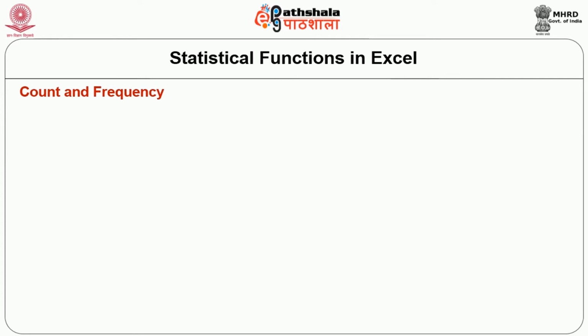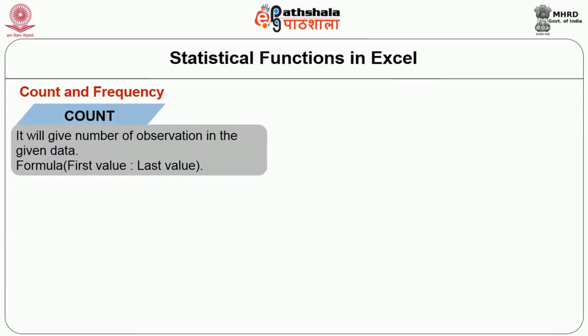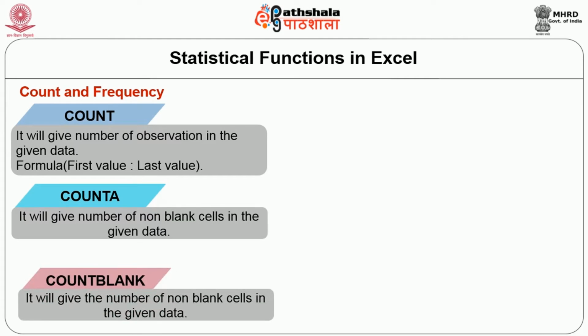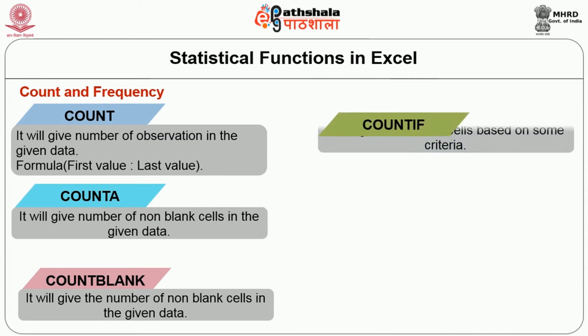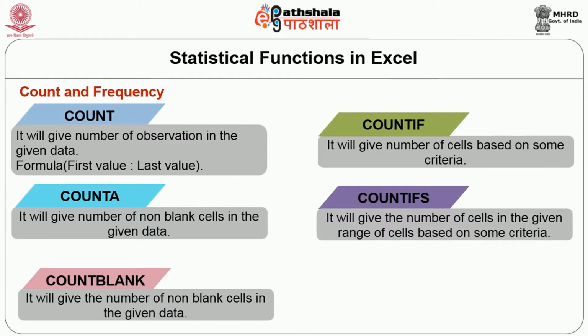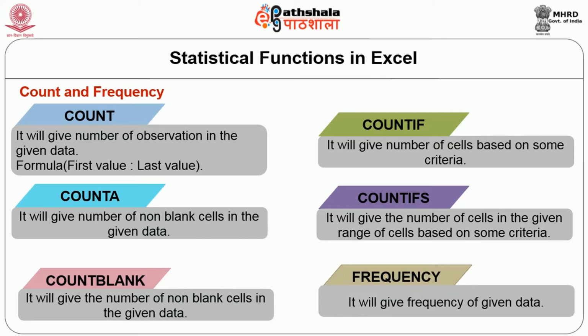Count and frequency. Count. It will give the number of observations in the given data. Then COUNTA. It will give the number of non-blank cells in the given data. COUNTBLANK. It will give the number of blank cells in the given data. COUNTIF. It will give the number of cells based on some criteria. COUNTIFS. It will give the number of cells in the given range of cells based on some criteria. Frequency. It will give the frequency of given data.